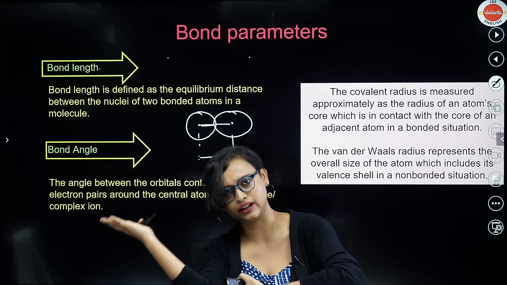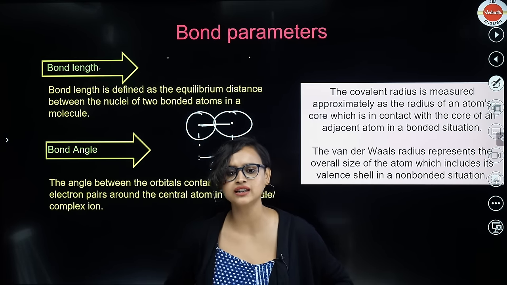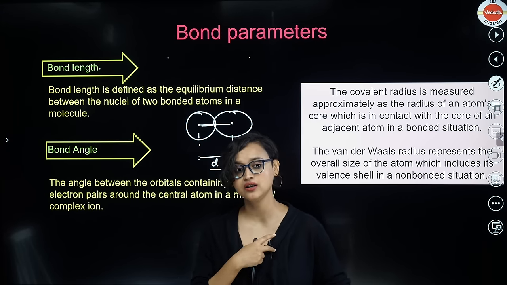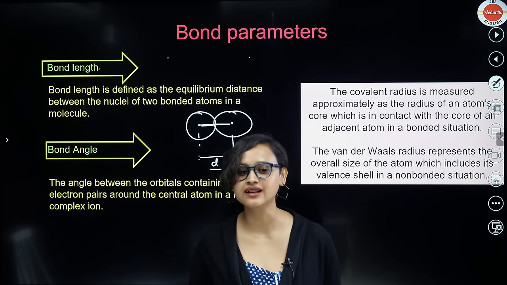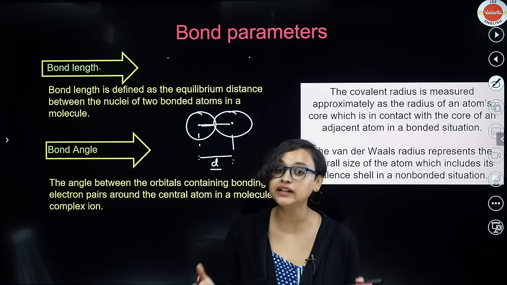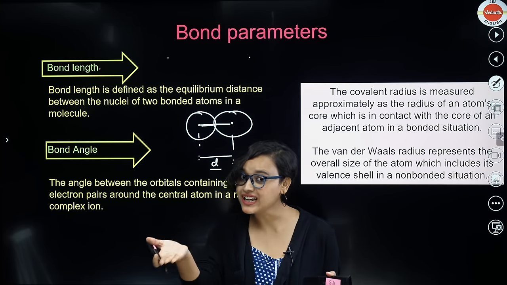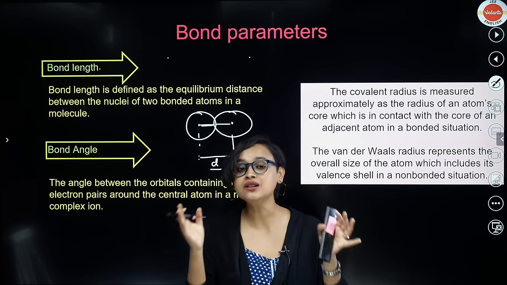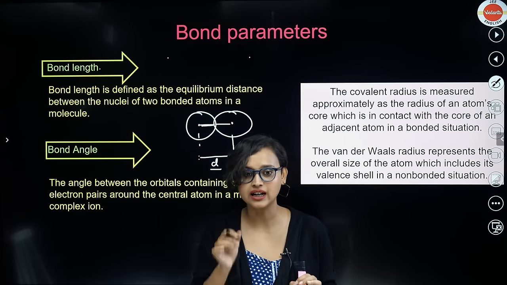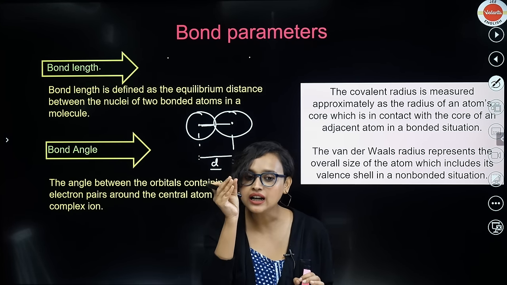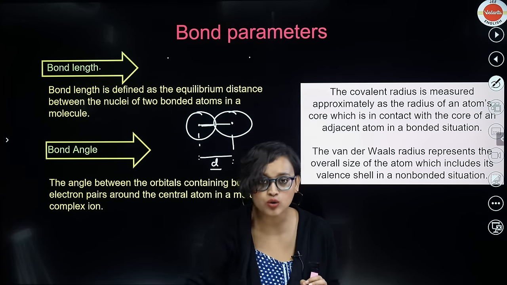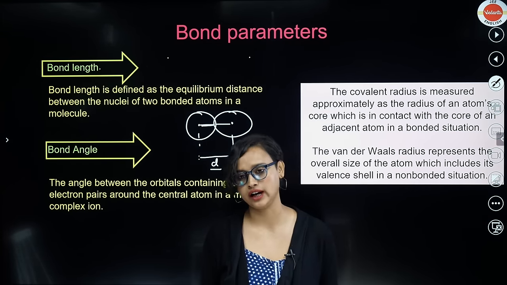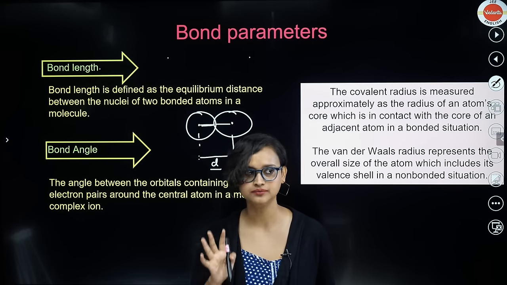90 degree, 120 degree, this and that and all of that angle. In mathematics, we know that it's between two lines. How come we are measuring it here? Well, here what we are saying is the angle between the orbitals. If it is d orbital, in the d orbital and between a p orbital, right? So, the angle between the orbitals that contain the bonding electron pairs around the central metal atom in a molecule or a complex ion, that's your bond angle. Clear? Awesome.